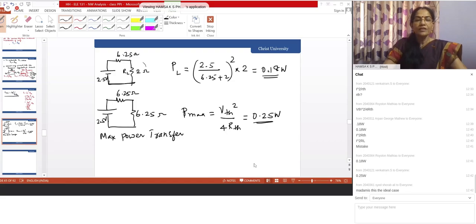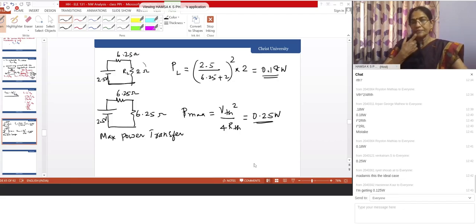If the output resistance or the load resistance is exactly equal to the Thevenin resistance of the circuit, then we can get this much power. This is the maximum power that we can get. Always the power will be less than this, because the load resistance that we connect may not be exactly equal to the Thevenin resistance. What if we use very high load resistance? What happens to the efficiency?